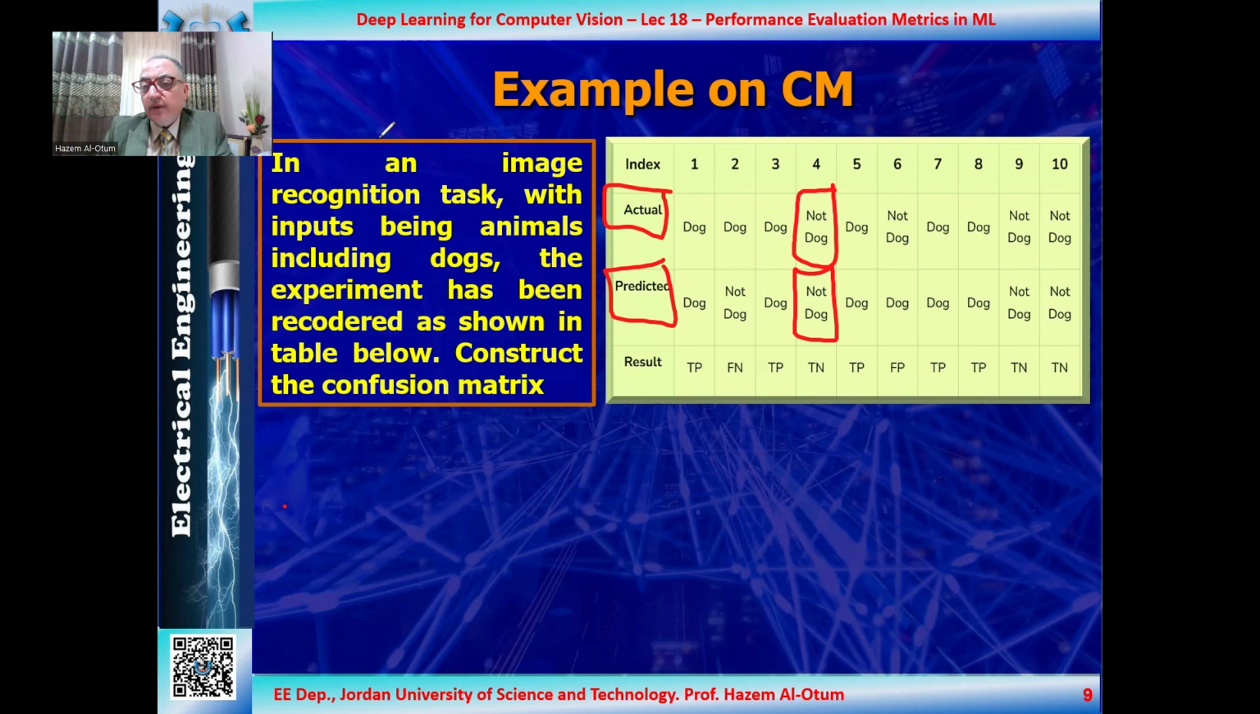Now let's have another question. In this case we have a dog, and we have our classification not a dog, so it's a false negative. The negative is false.